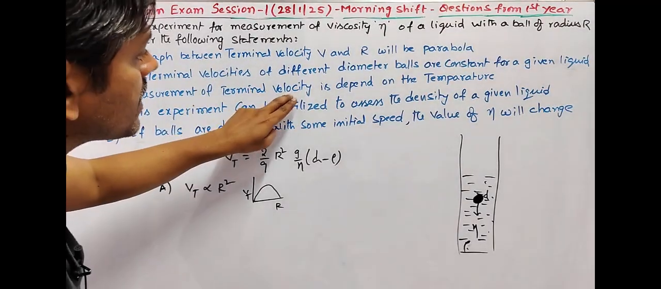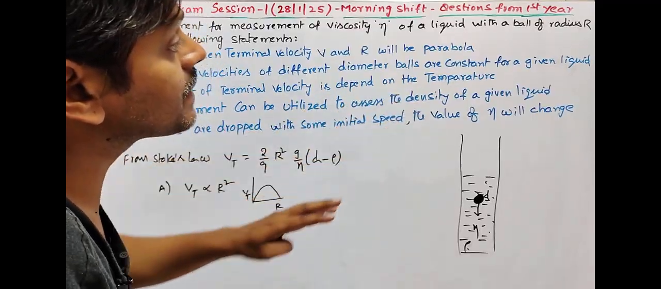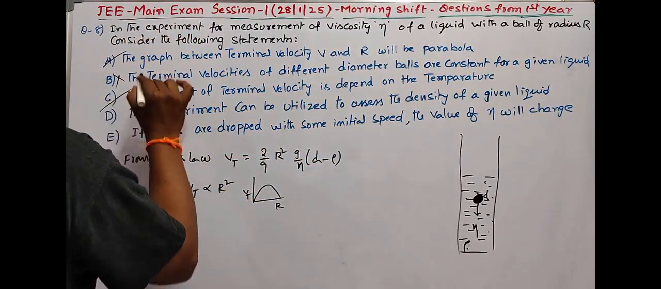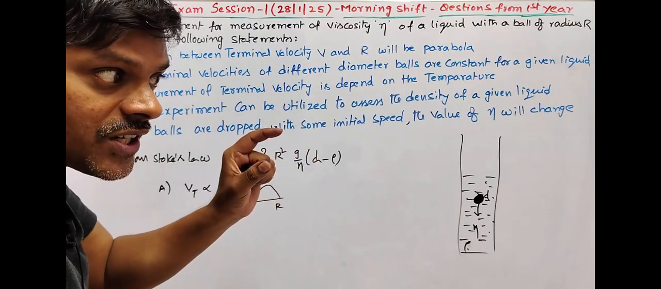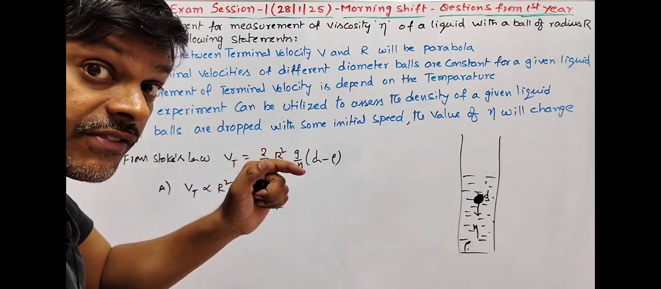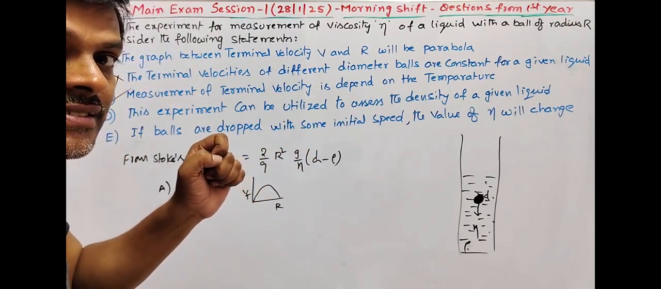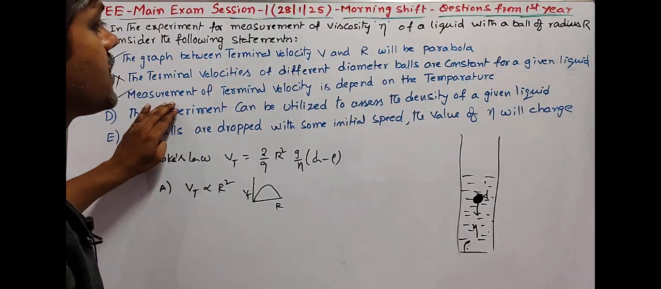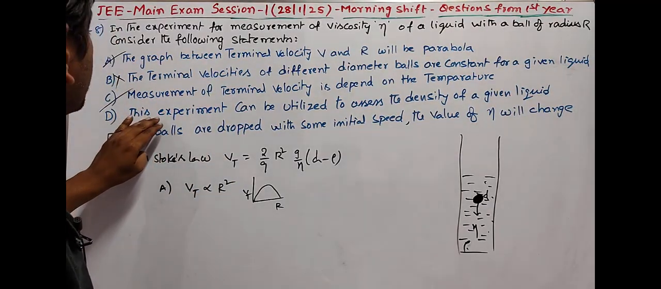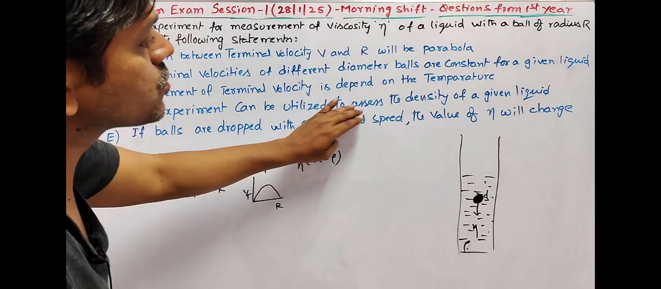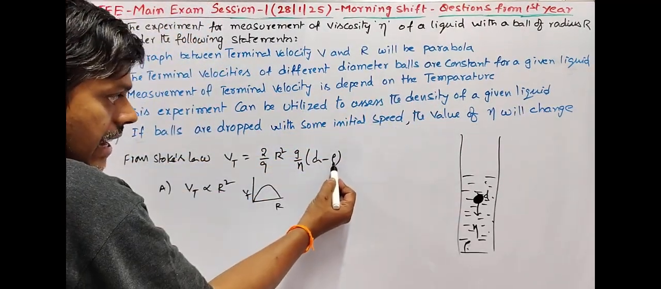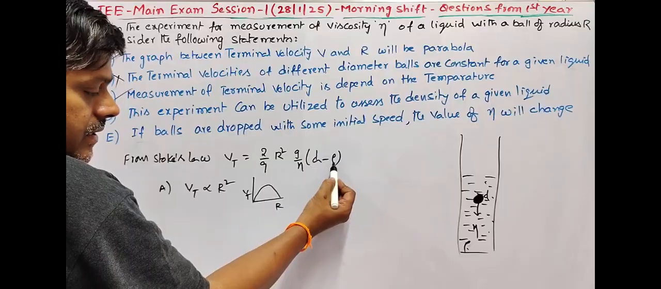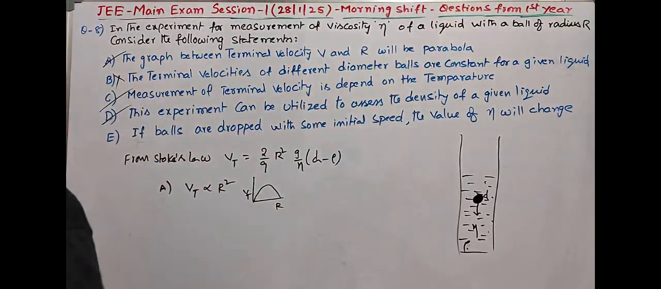Measurement of terminal velocity depends on the temperature. Yes, it is very, very correct. Why? Because when temperature rises, the coefficient of viscosity for a given liquid decreases. Okay, so it is correct. Next, D. This experiment can be utilized to assess the density of a given liquid. Yes, from this one you can easily calculate the density of a liquid. It is one of the methods. So D is also correct.